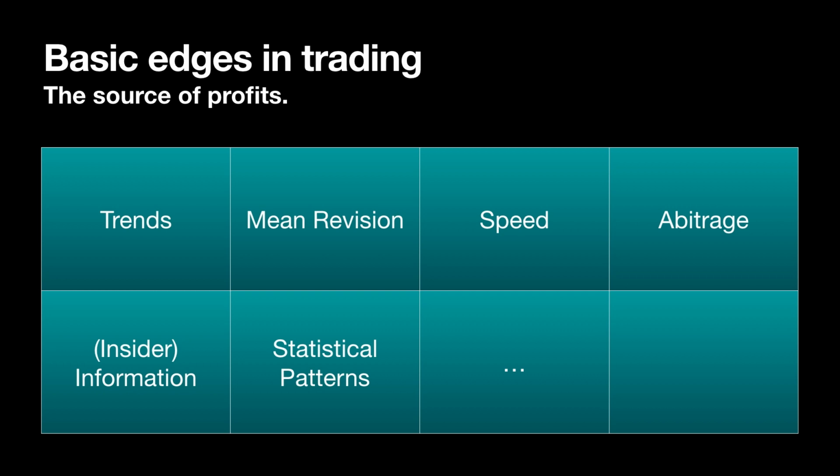Here are just a few examples of basic edges. Trends. Trend following in general is a very simple edge. I think everyone can use this edge to make money. If you look at the stock market or other markets, and if you look at the world in general, there are always trends, in every data and in everything that you can see and feel in this world.